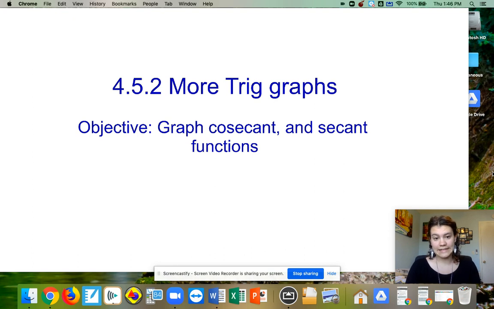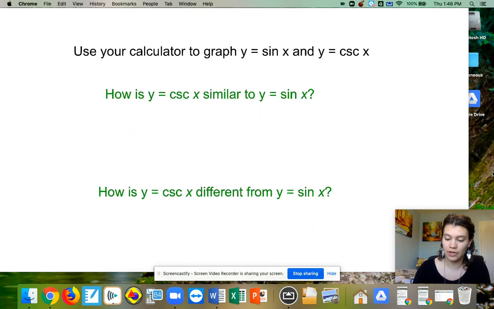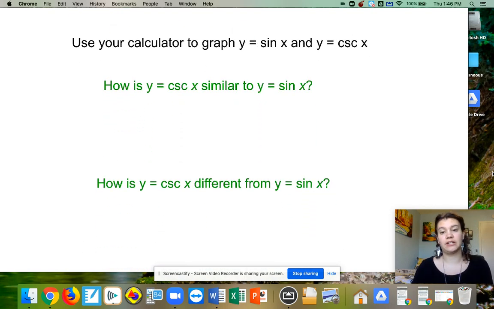So the video today is more trig graphs. We're doing cosecant and secant functions today. So on your calculator, graph sine and cosecant and see what they look like. Decide what you think is similar between them, what you think is different.